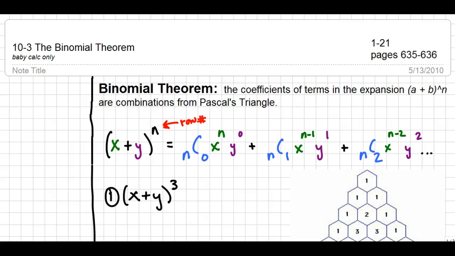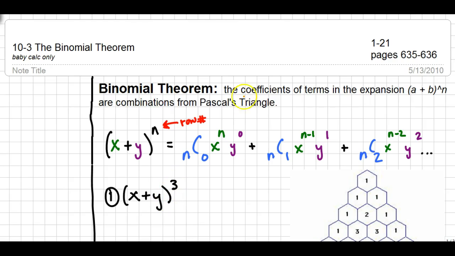This lesson is for FST, lesson 10.3 on the binomial theorem. The binomial theorem is a way that you can expand binomials without having to use FOIL or algebra. It's a really nice shortcut.